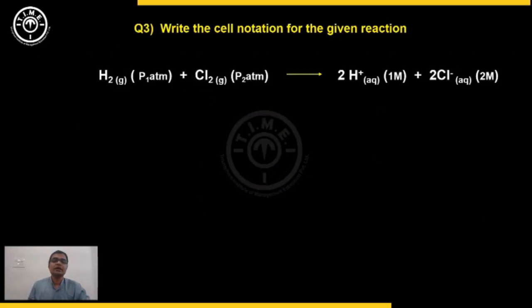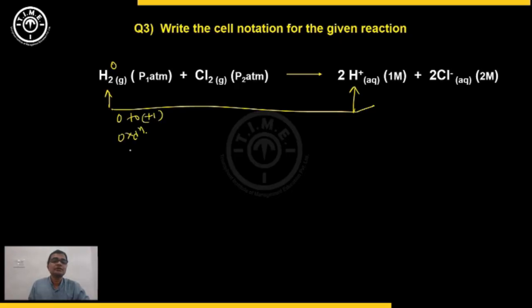Next, write the cell notation for the given reaction. In this one, two gaseous electrodes are taken. One is a hydrogen electrode, the other one is a non-metal electrode. Here the oxidation state of hydrogen is 0. It is oxidized to H plus ion. So what is happening here? 0 to plus 1. Oxidation state is increasing. So oxidation takes place at the anode.